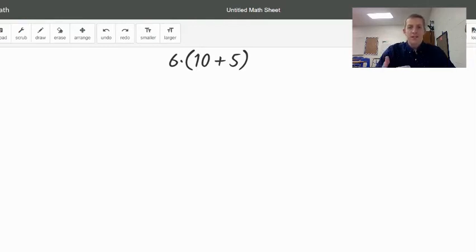So it starts with parentheses, exponents, then it goes to multiplication, division, addition, subtraction. Since we have parentheses here, I'm going to copy this over here. We can add these together. There we go. And then we can multiply, and it would get us 90.